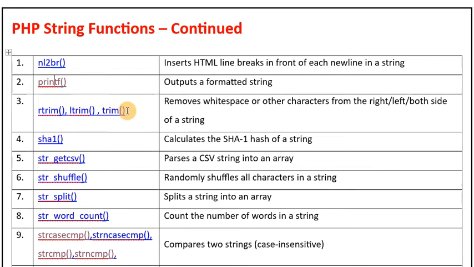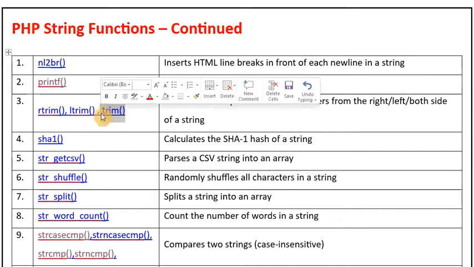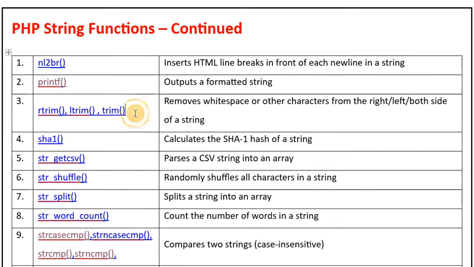Now come to the next series of functions, that is the trimming functions. So rtrim means right trim, ltrim means left side trim, and trim means both side trim. So what does this trim do? So this trim basically removes the unwanted white spaces from the left side or right side or both sides. So let me give you one example to demonstrate the usage of this function.